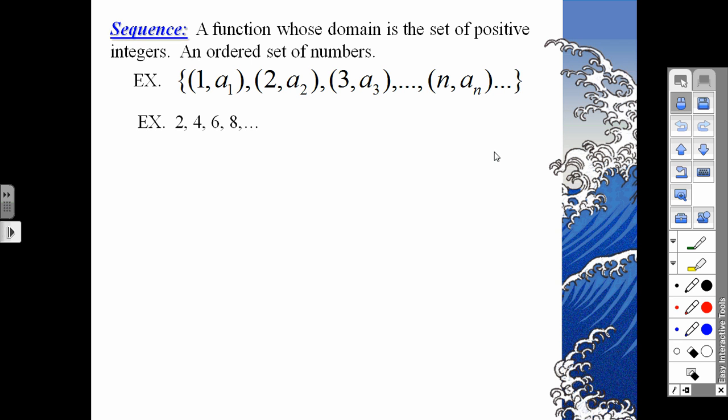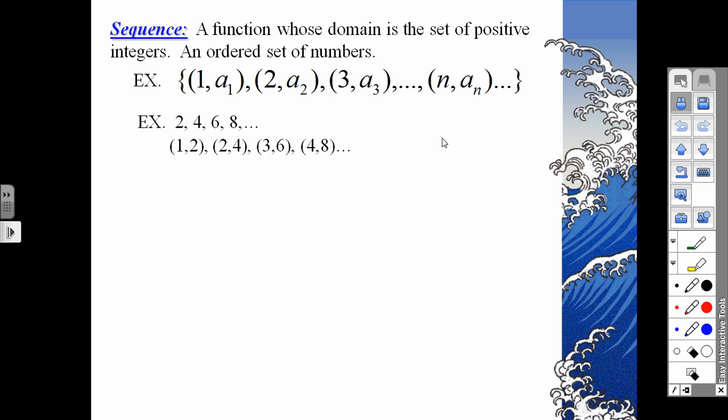So if we look at this example of our even integers here, 2, 4, 6, 8, keeps going on and on. This would be an example of a sequence that's increasing by 2 each time. And you can write it in the ordered pair form, where you can see your positive integers here, and then here are your terms of your sequence.